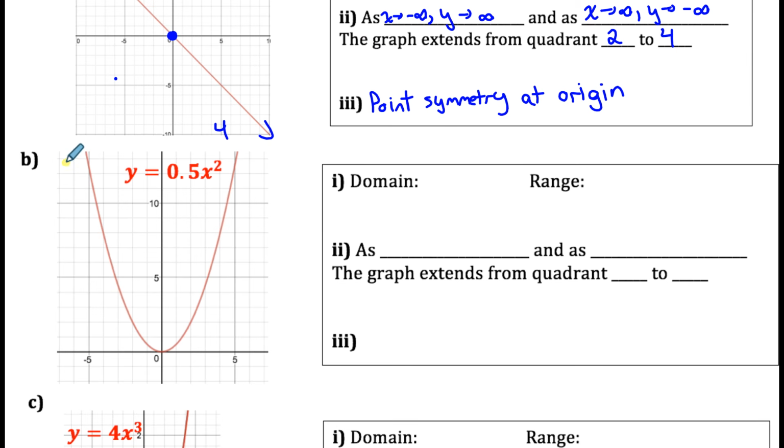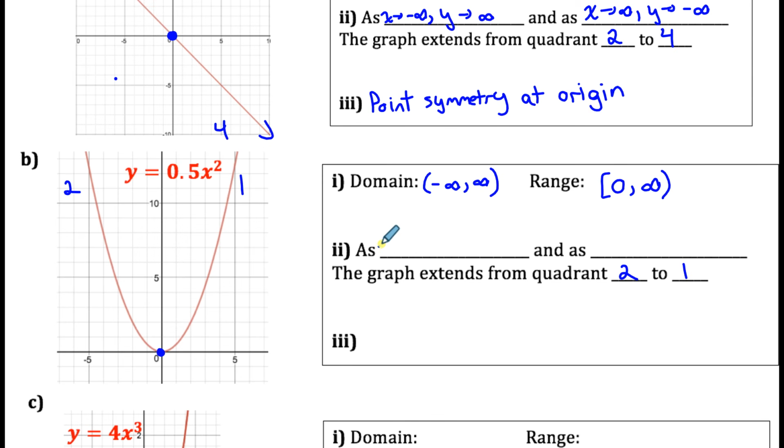Part B, this is an even degree power function with a positive leading coefficient. Even degree power functions, no restrictions on the domain, but there are restrictions on the range. It never goes below that y value of 0, so we'd say it goes from 0 to, it extends from quadrant 2 to quadrant 1.